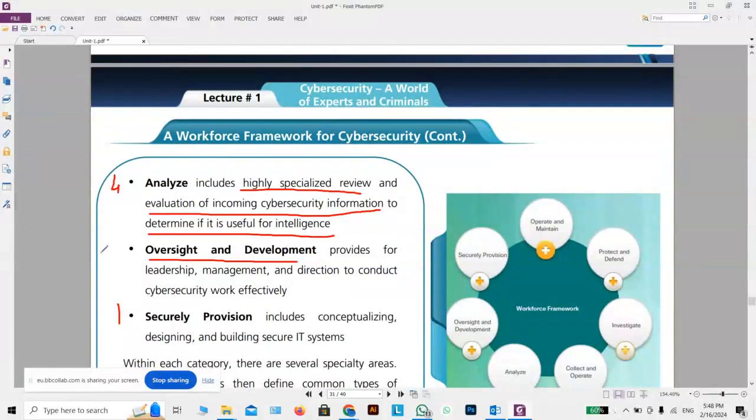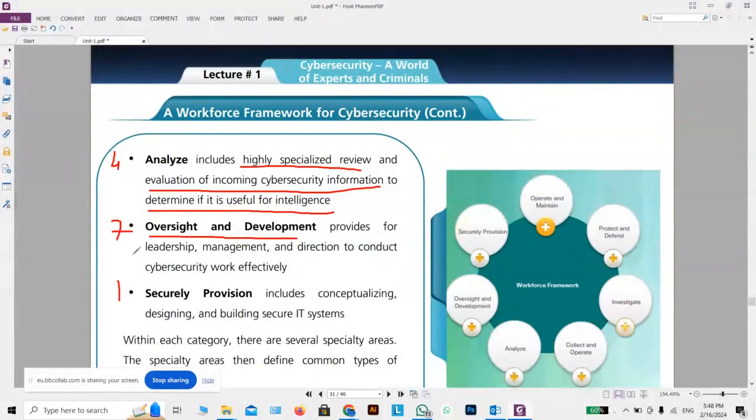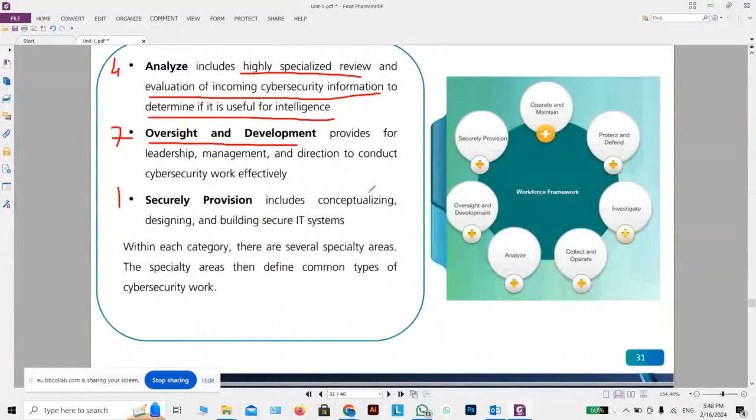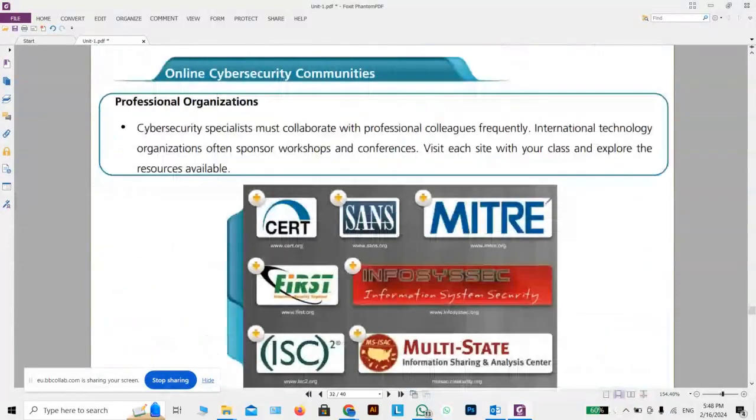So this is number 7. And in this picture, they have already written some of the 7 phases regarding this workforce framework. Let's move next. And there are different kinds of professional organizations.